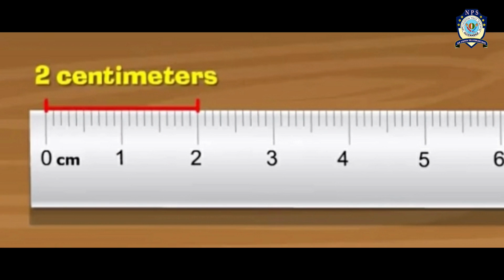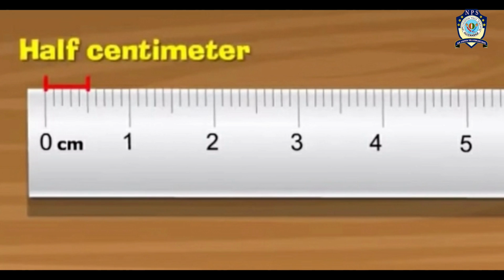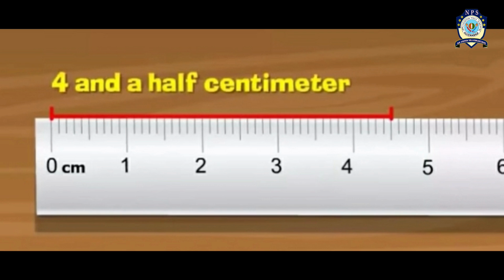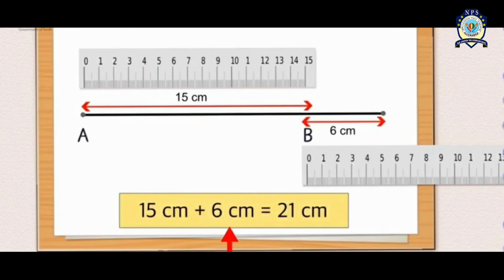Now you can find that 0 to 1 is giving a 2 centimeter line here. In another picture you have a half centimeter line here from 0 to 0.5. Again, in another picture you can find a 4.5 centimeter line, as it ranges from 0 to 4 and 4 to 4.5. If we want to find the addition of two different readings, then in front of you, you can see in a picture one scale giving a reading of 15 centimeters and the second scale, B scale, giving a reading of 6 centimeters.